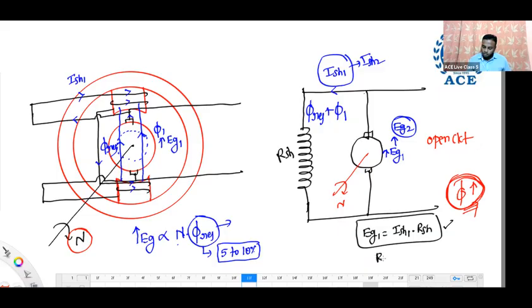From this equation, what is the field resistance RSH? It is EG1 divided by ISH1. EG1 you can measure by a voltmeter placed across the armature, and ISH1 you can measure by an ammeter. If you know that voltage and current magnitude, you can find the RSH value. Is this equation similar to Y equals mx or not?